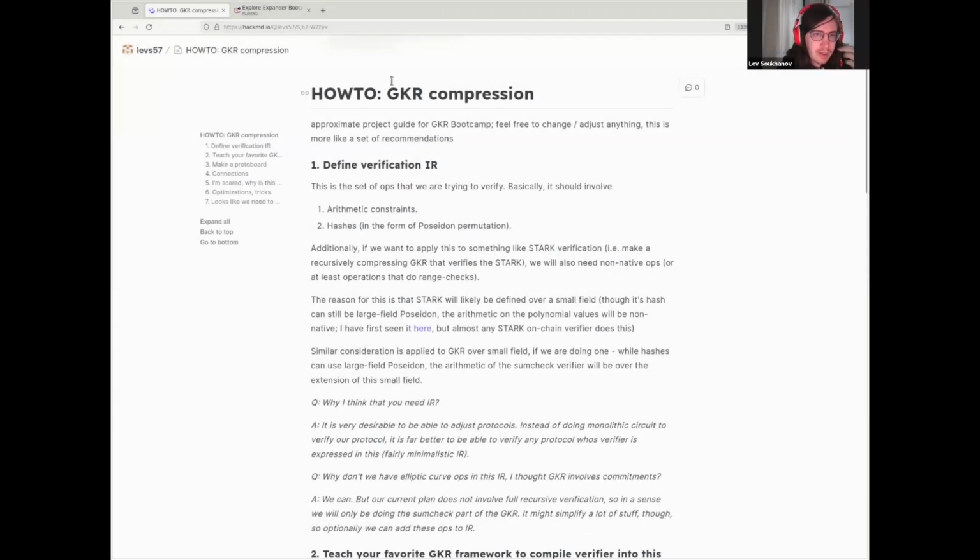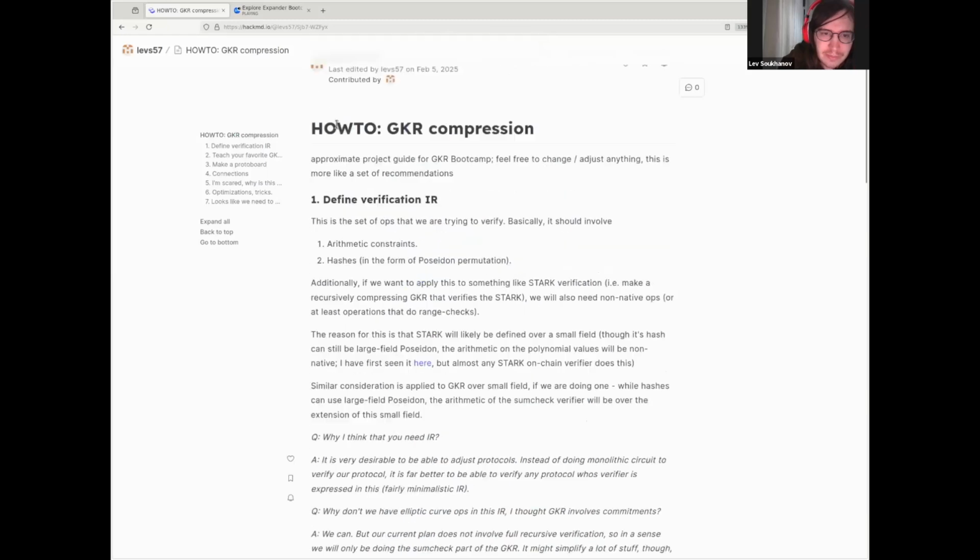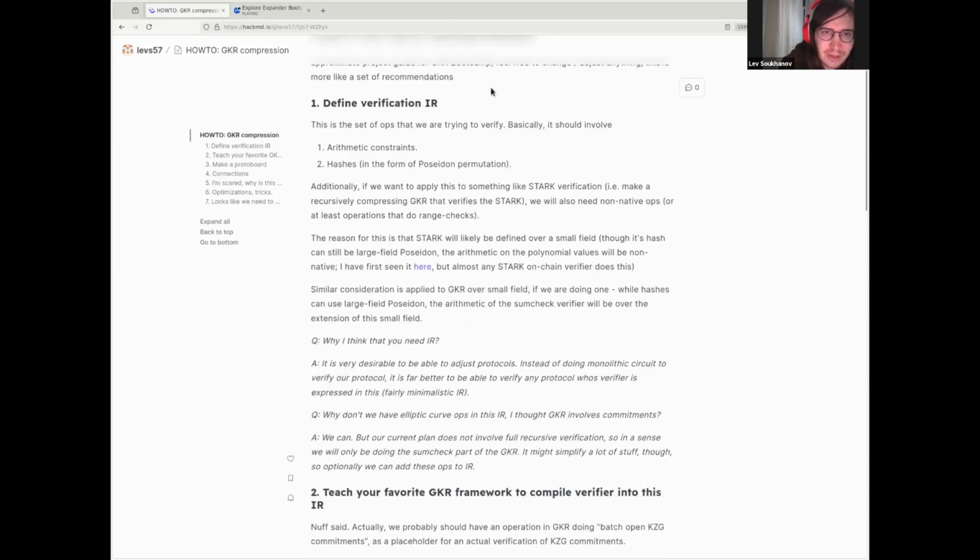Okay, so this is a very high level guide on what we want to achieve. GKR proofs are quite large, and we want to compress them by using more GKR, by using GKRs with fewer and fewer layers to finally achieve a proof of reasonable size. I have a brief outline of how this should be achieved.